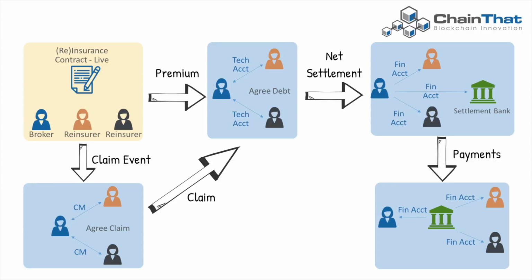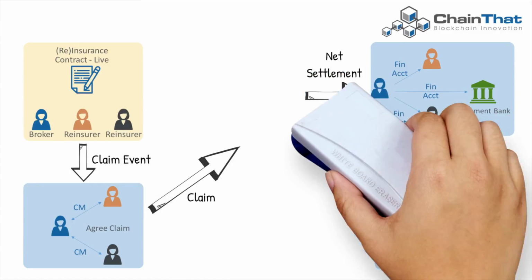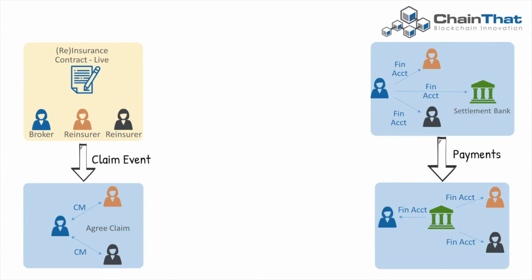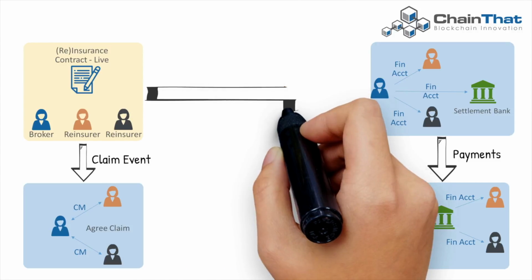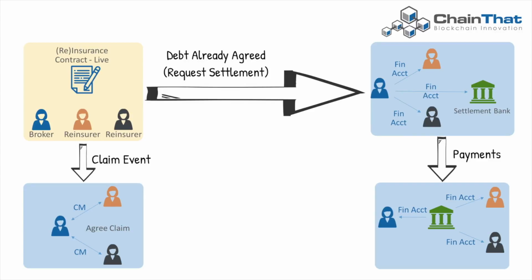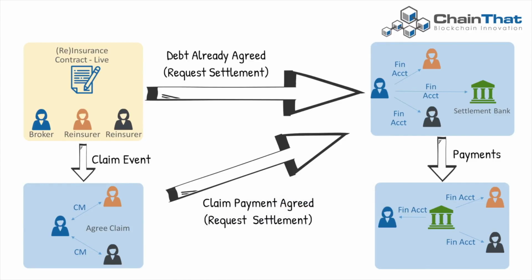The solution is based on APIs, which can validate requests at any stage of the process. In the case of an external system or smart contract-based contract having already established the debts, it can go straight to settlement. The same is true for claims, where payments relating to a claim are agreed, that is, the claim debt is already established, it can also go straight to settlement.